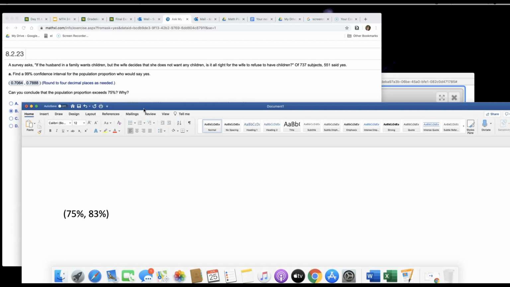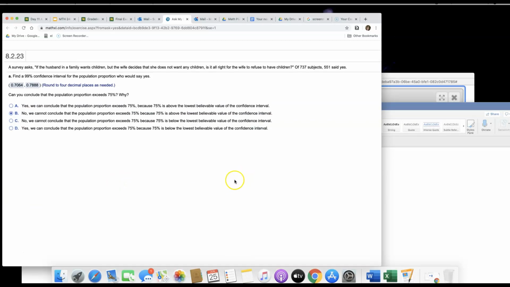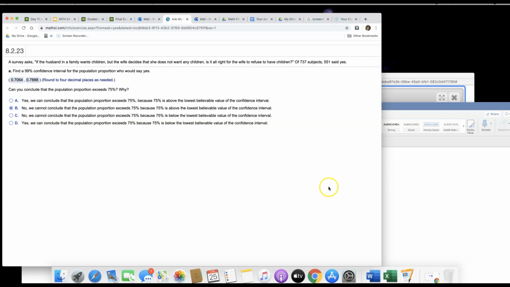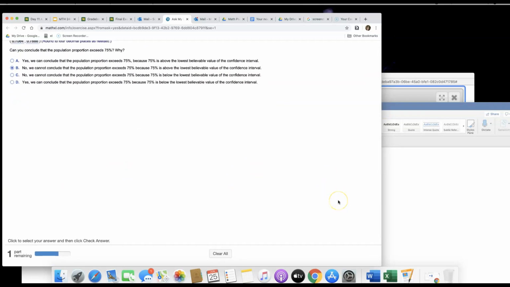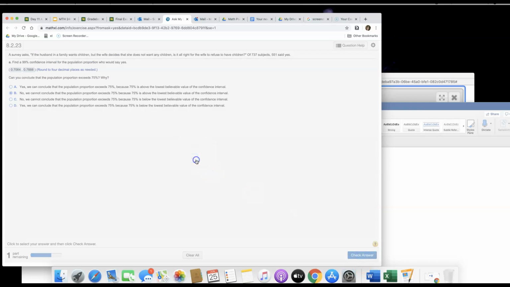But our interval that we just got was from 71 to 79. So although some of it goes over 75, 71 is a plausible answer. 72 is a plausible answer. So we're not going to know it. So the answer is because 75 is above the lowest believable value. So we're going to go ahead and say that is our answer.